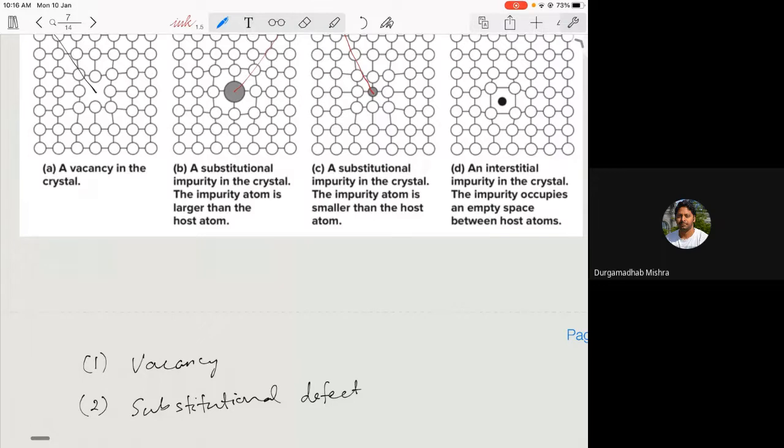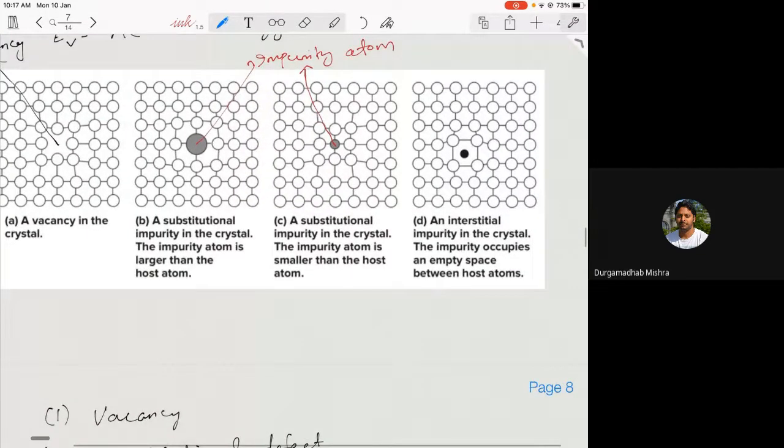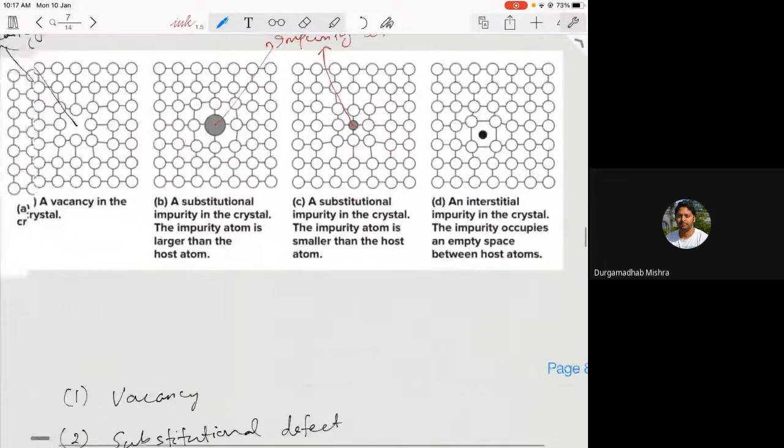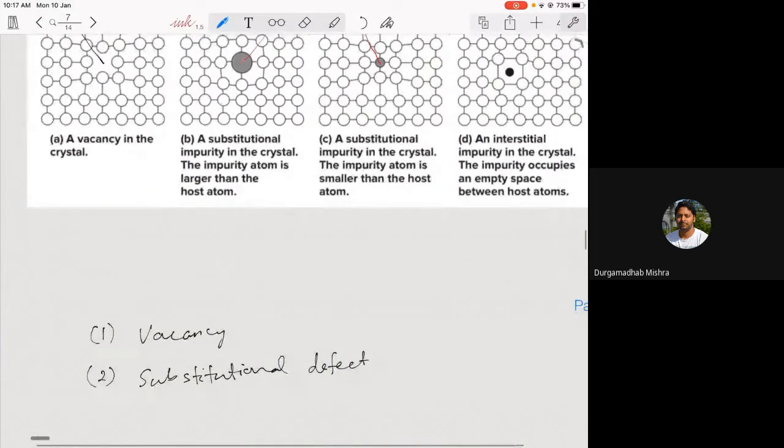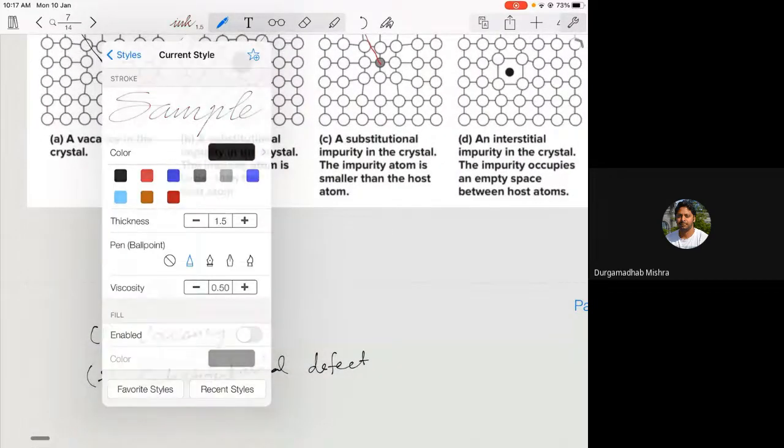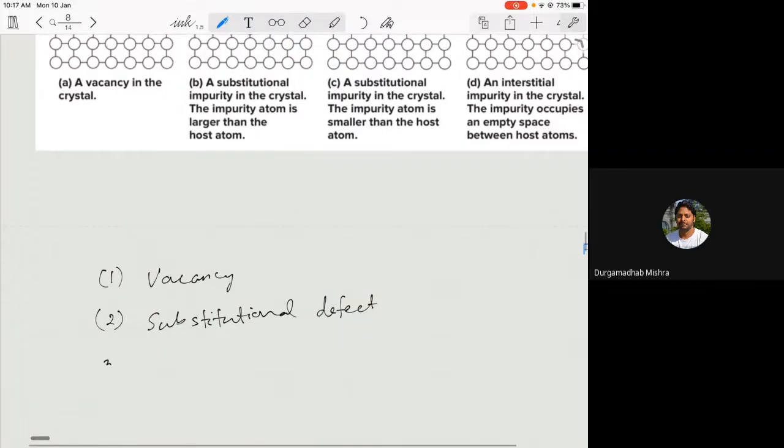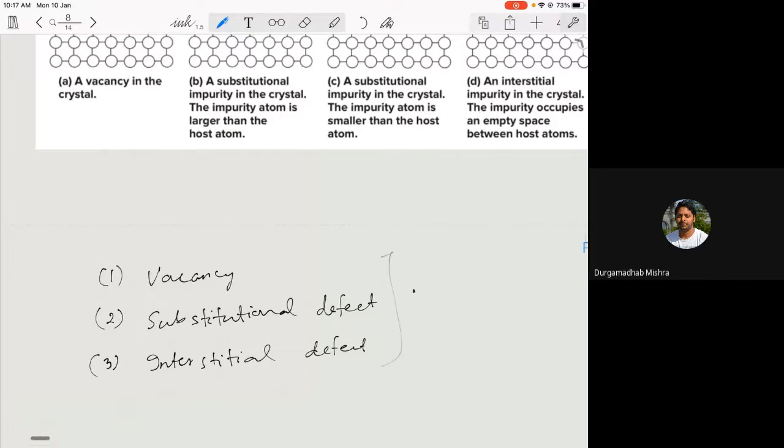Sometimes it is not desired. In many alloys, for example, you don't want to have defects, but in semiconductors you really want this defect, but you want to put it in a controlled way. So these are the second type, and the third type is interstitial defect. So these are all point defects.